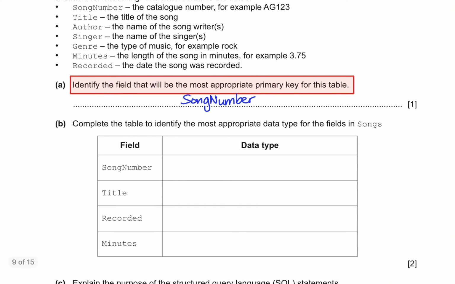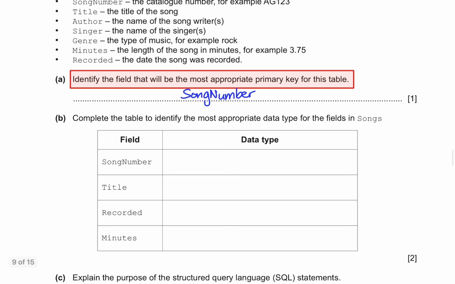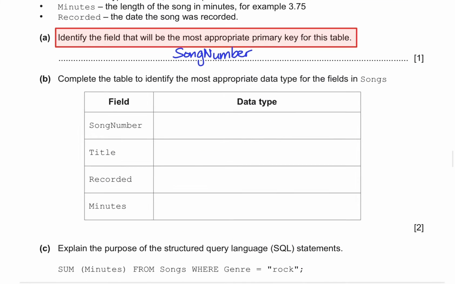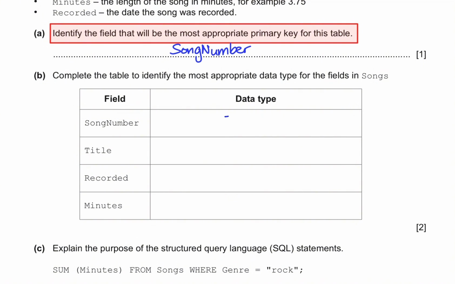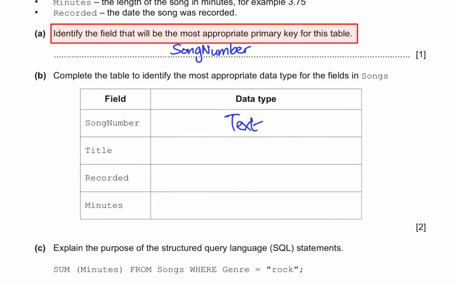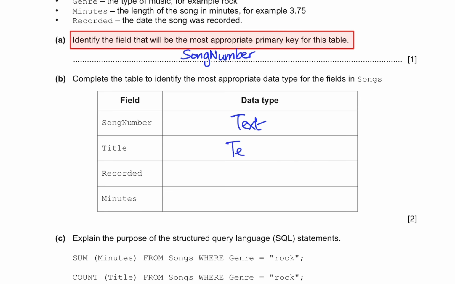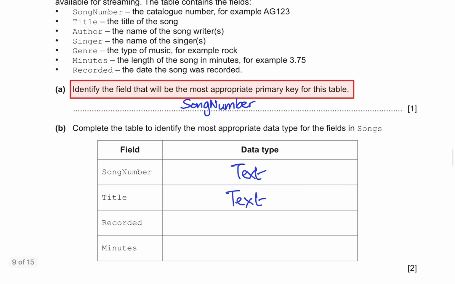Complete the table to identify the most appropriate data type for the fields in songs. So what do you think will be the most appropriate data type for the field song number? It can be text, or you could say alphanumeric. For title also it could be text or alphanumeric. They're both the same. Recorded is the date the song was recorded, so that will be date and time. Minutes is the length of the song in minutes, for example 3.7. That is a decimal number, so it could be real. Could be real data type. All right.